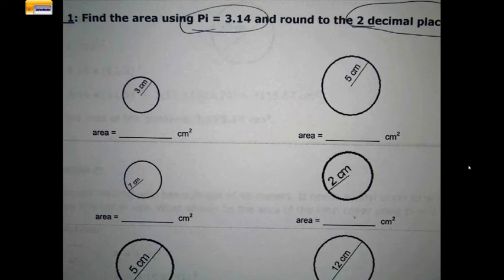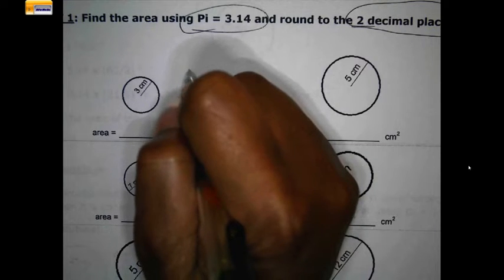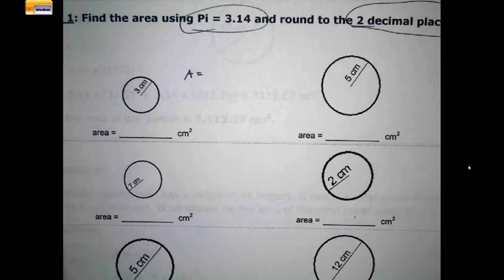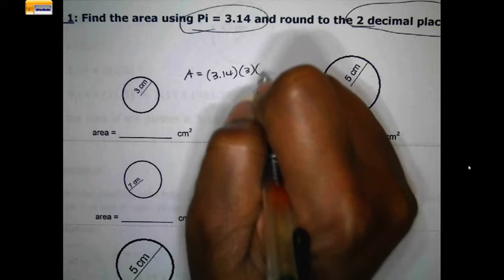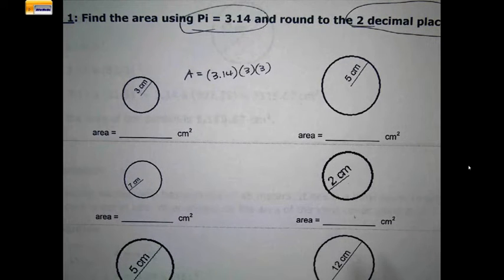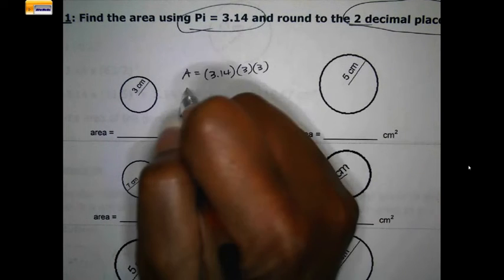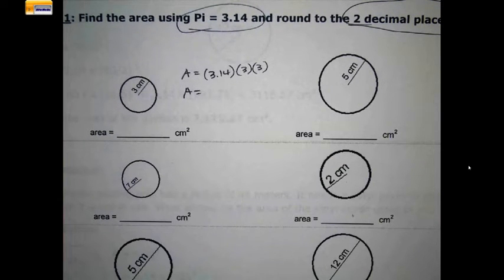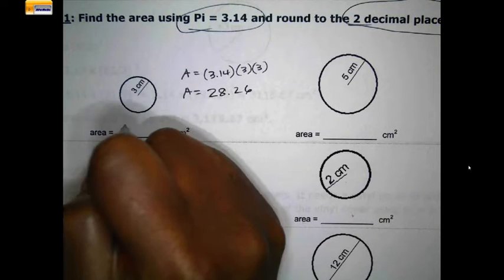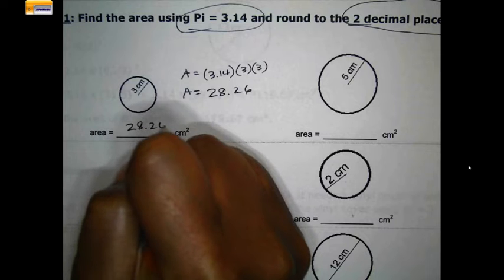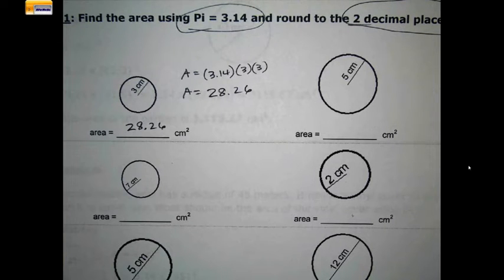What would my formula be for my first problem here? Yeah, my radius is given, and it's 3, so I'm going to go 3 times 3 times pi. And you came up with what? And they want it rounded to 2 decimal places, so I got 28.26. Okay? That's the formula.